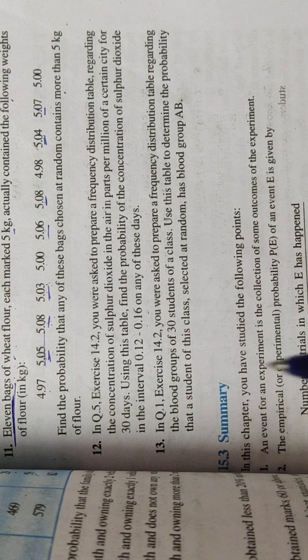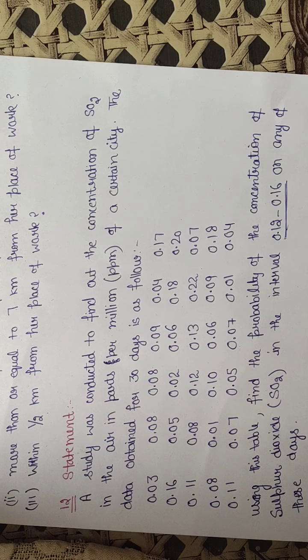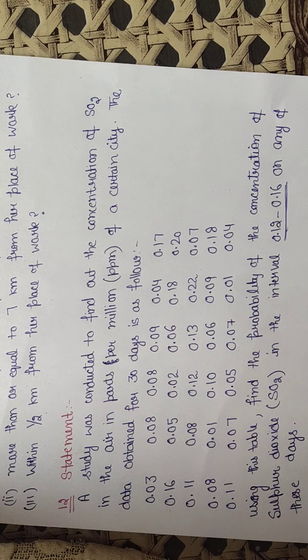First I will show the question. So this is the statement of question number 12. Here you have been given the data. You have to prepare a frequency distribution table first for this question. After that you have to choose one particular interval, this one, 0.12 to 0.16, for finding the probability in this interval.